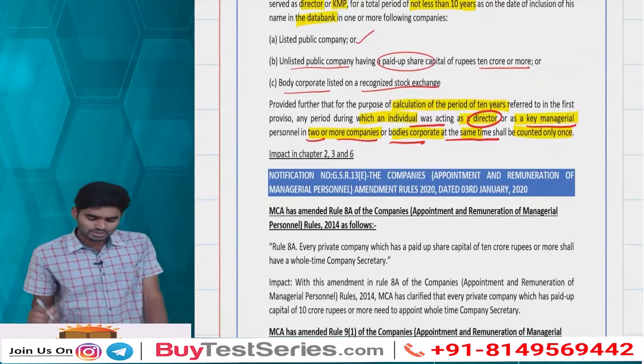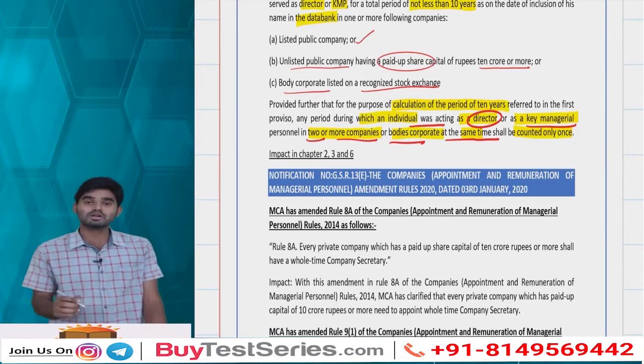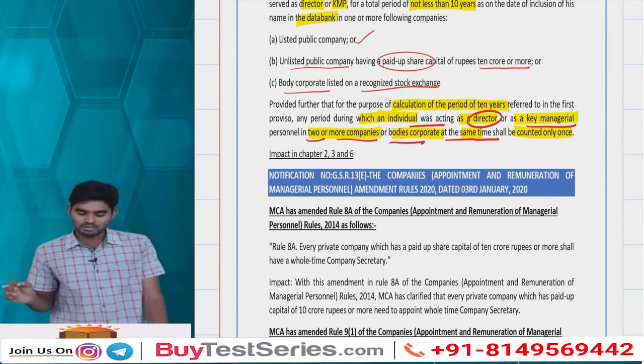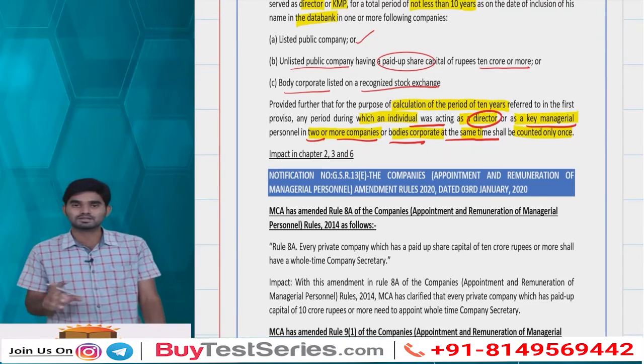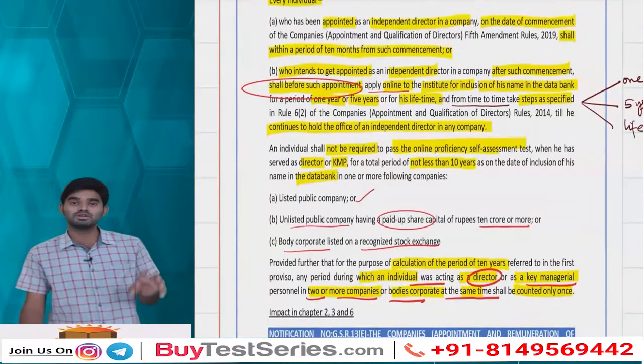So what it says is, if an individual was acting as a director or a KMP in two or more companies at the same time, then it shall be counted only once. Clear, everyone? The C is with respect to appointment of independent directors with respect to the data bank.